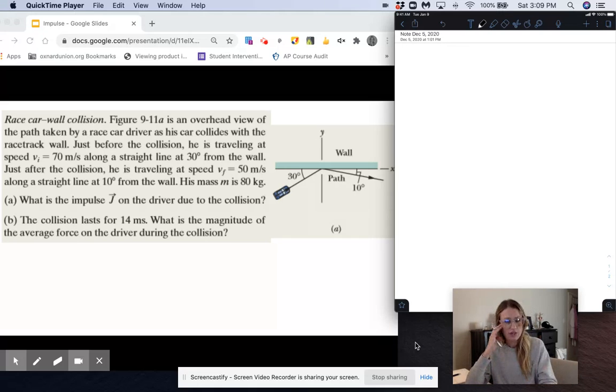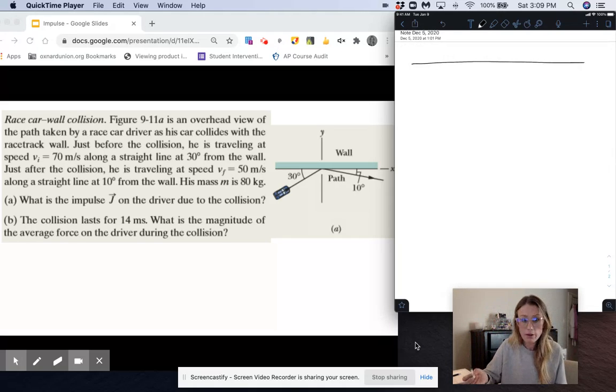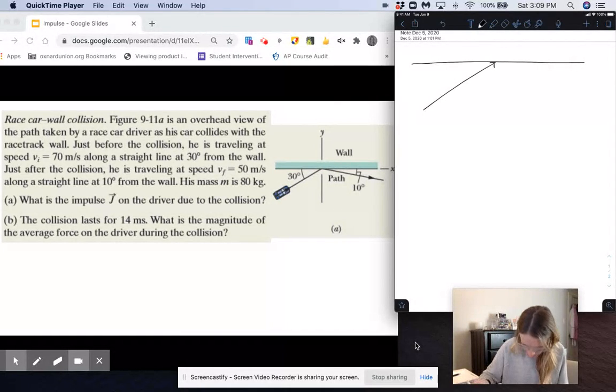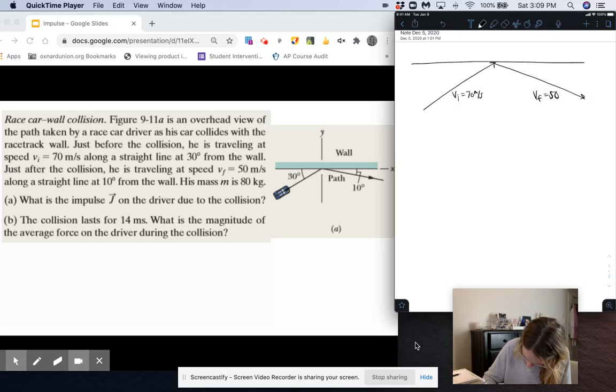Now, since initial velocity and final velocity are both at angles, we have to split these up into x and y components and find the x component of J and the y component of J, the impulse, before we find the net impulse. In order to do that, I'm going to draw a little picture first. So here's our wall. This is our initial velocity of 70 meters per second, and this is our final velocity of 50 meters per second. Here's our 10-degree angle, and here's our 30-degree angle.